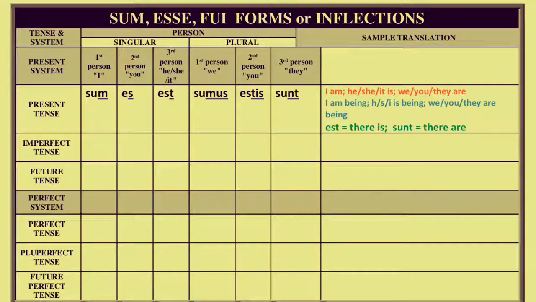When you use there is or there are instead of he is or they are, or he is being or they are being, will depend on what it sounds like in the sentence. You always want to pick the translation that will sound best for the context of the sentence. That also applies to whether or not you say I am or I am being.